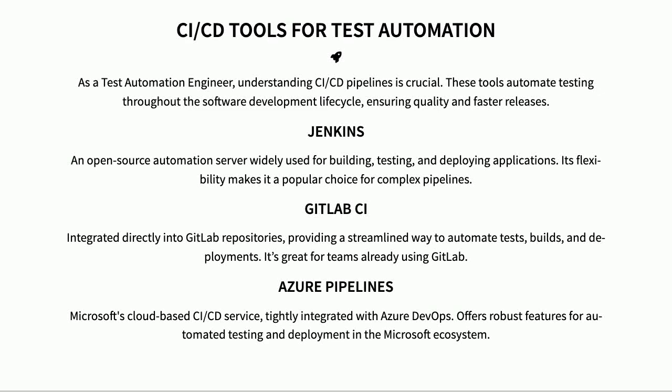Okay, let's talk about how CI/CD tools fit into test automation. Think of these as your automated testing helpers. They run tests automatically whenever you make changes to your code. We've got a few big players here. Jenkins, which is super flexible and open source; GitLab CI, that lives right inside GitLab repositories, making it really easy for those teams; and Azure Pipelines, Microsoft's offering, especially strong if you're already using their services. Each of these tools helps to automate the process from building your code to running tests all the way through deployment.